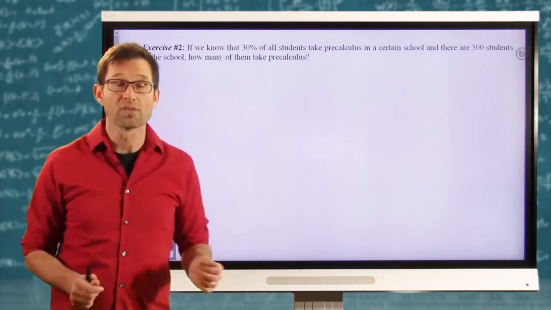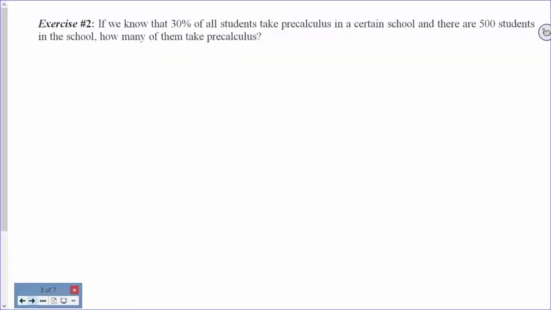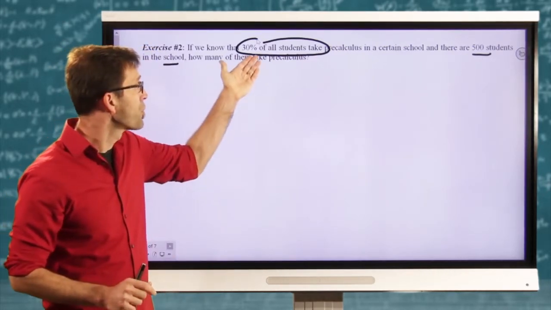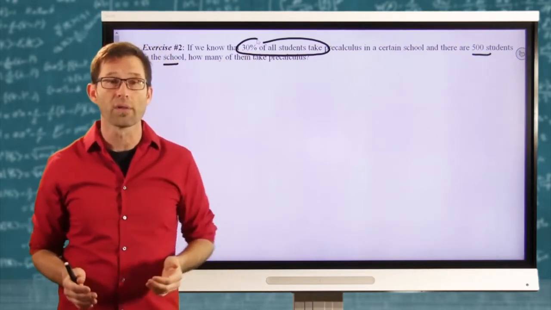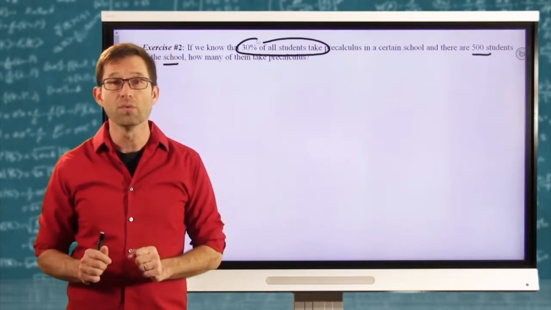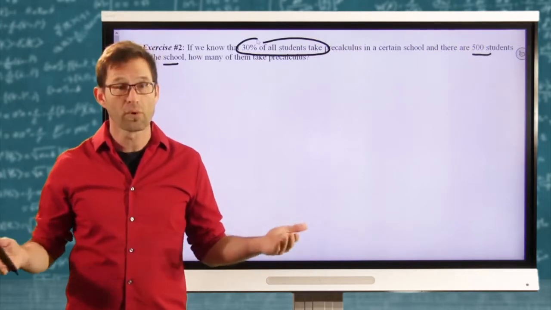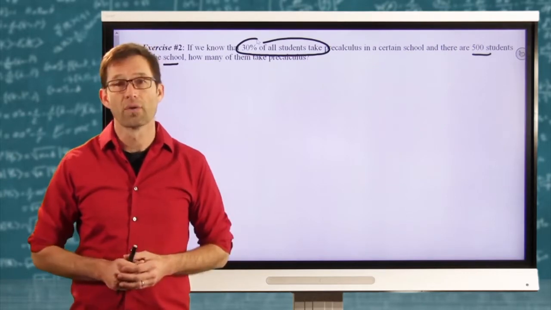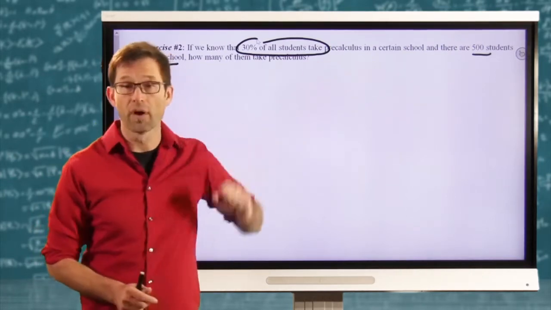All right, let's take a look at exercise number 2. Let me read it off for you. If we know that 30% of all students take pre-calculus in a certain school, and there are 500 students in the school, how many of them take pre-calculus? Now again, understand this in a very, very basic level. If I tell you that 30% of all students take pre-calculus, that would mean that if I had 100 students, 30 of them would be taking pre-calculus. 30 per 100. But I don't have 100 students, I have 500 students.